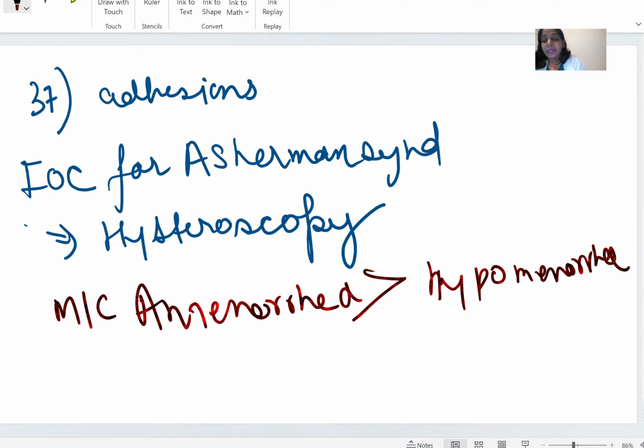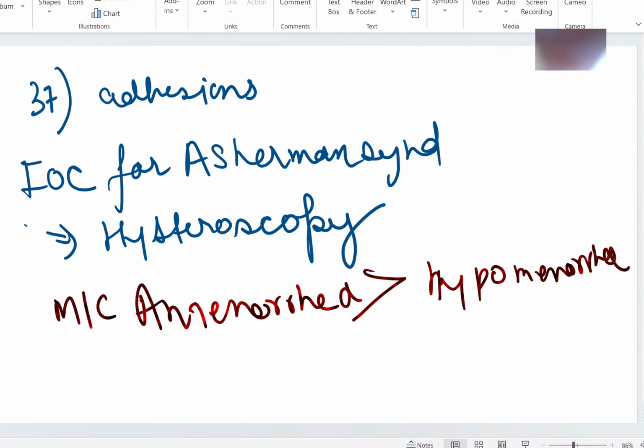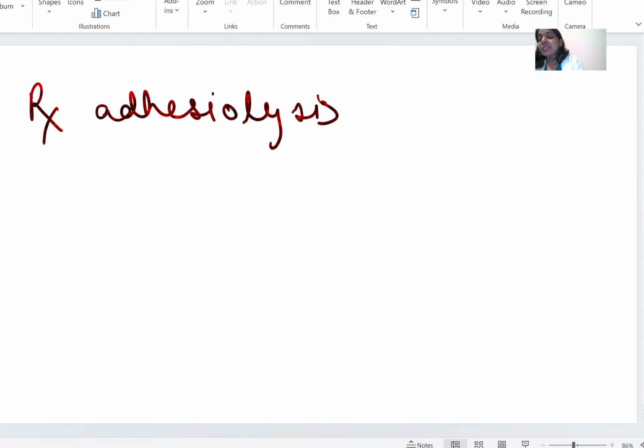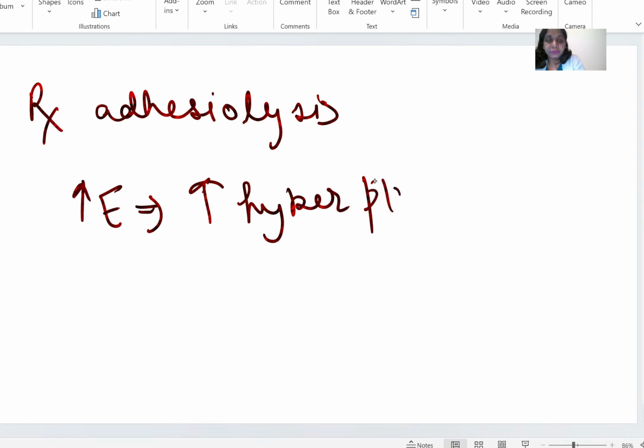Now you tell me what is the treatment. You have to remove the adhesions, adhesiolysis, because if you remove them, they will again get formed. So what you can do is give high dose estrogen, for hyperproliferation. And you will also put an intrauterine pediatric Foley's catheter.